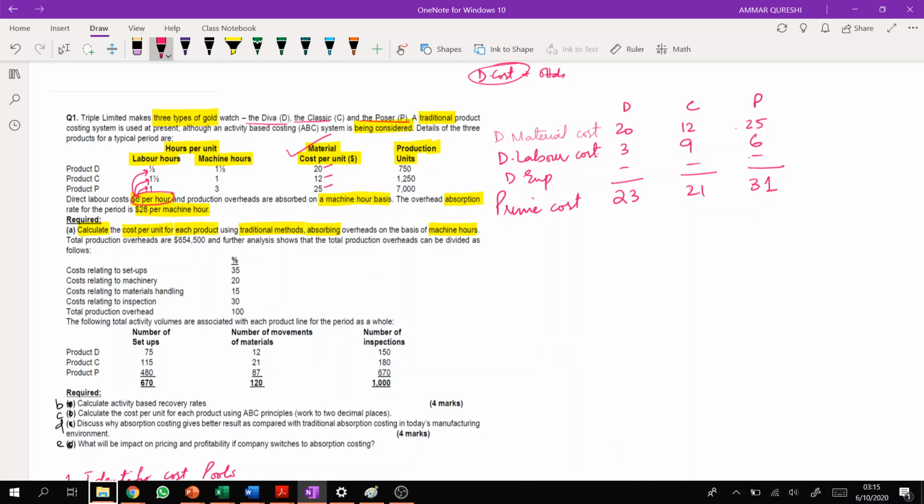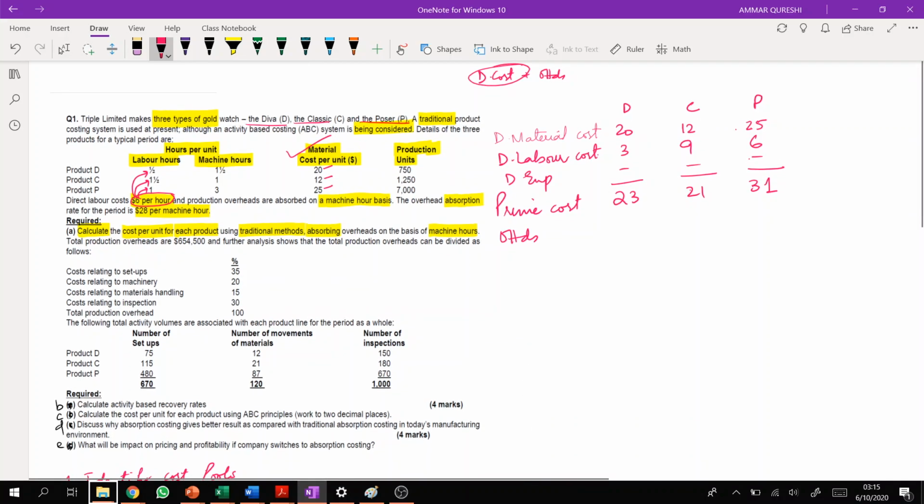Now what do we have to add? We have to add overheads to the product cost. I think this requirement was just for 3 months, so for 3 months it's perfectly fine. Now the overhead absorption rate is fortunately given in the question. It's 28 per machine hour, so you have to multiply it with machine hours.